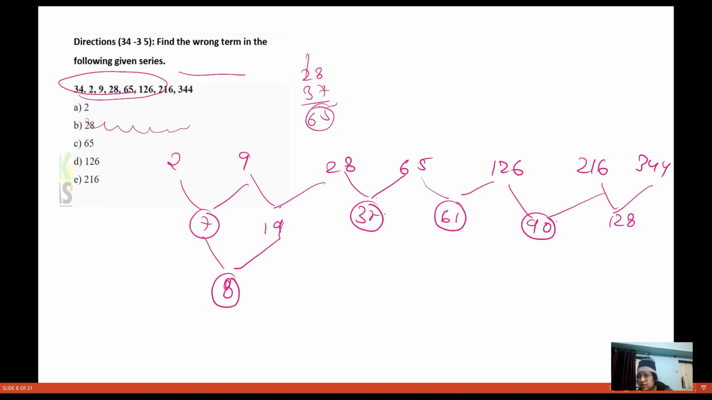Sorry, not 8. Okay, this is 7 and 19. So the difference between 7 and 19 is 12. The difference between 7 and 19 is going to be 12.